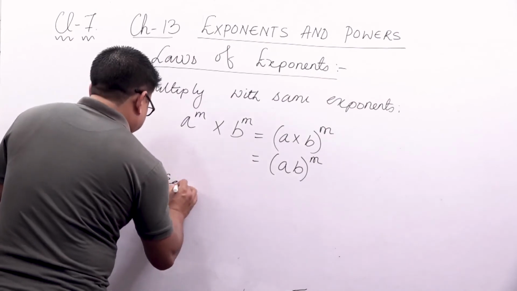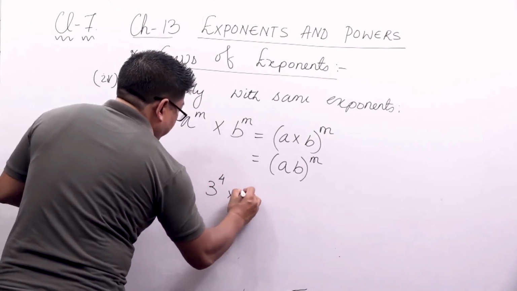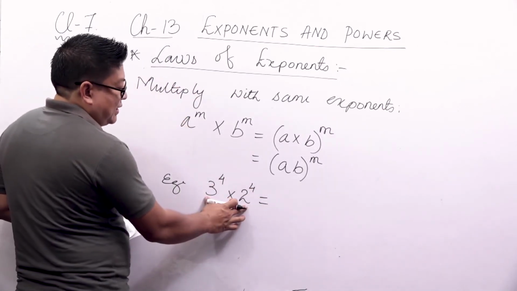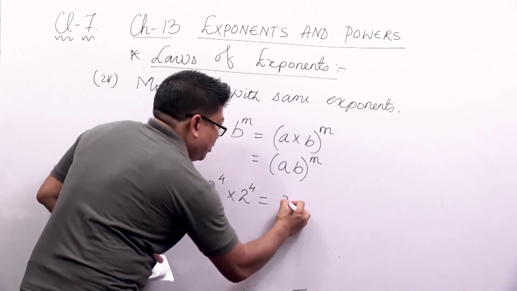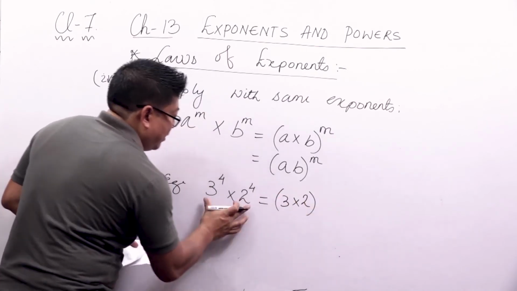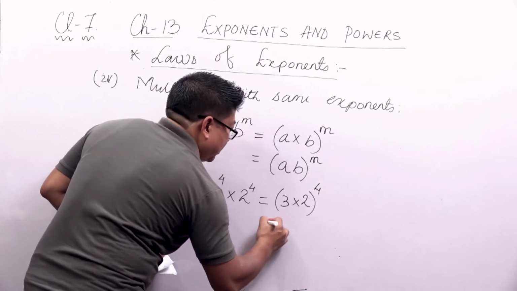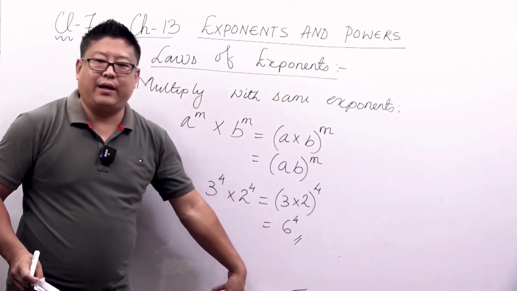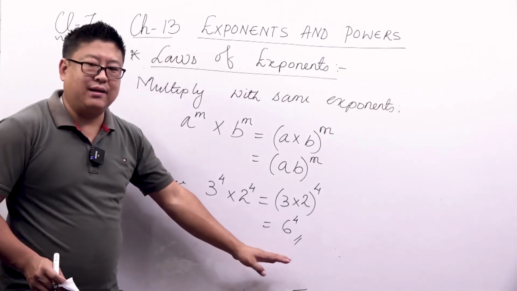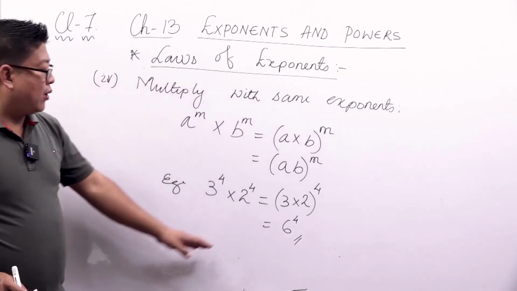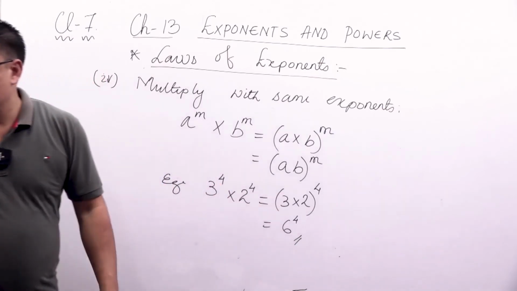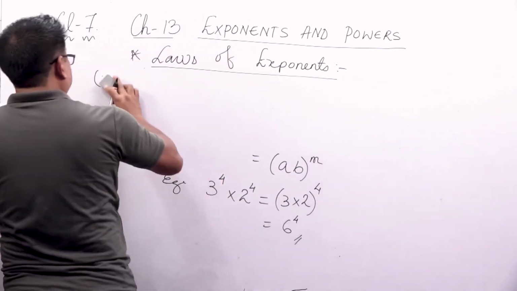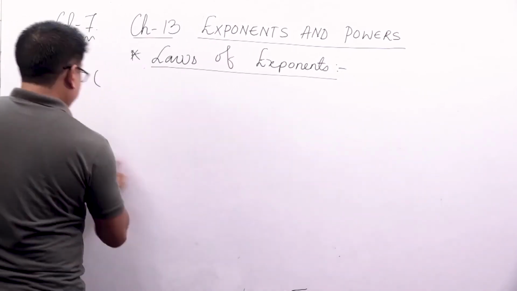Or if we take the number 3 to the power 4 into 2 to the power 4, see, the bases are different, but the power is same. So 3 into 2 I will take together, and this power will become common. So 3 into 2 is 6 to the power 4. You can further multiply and find out what the result is, but this much is enough for us to understand what is happening here. So let's move on to the next law.